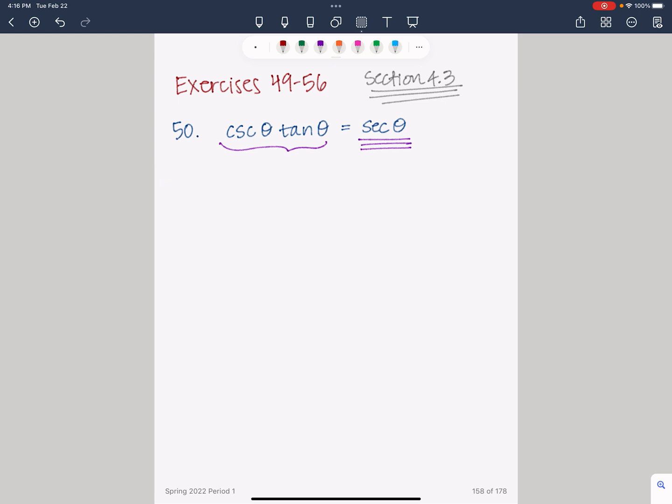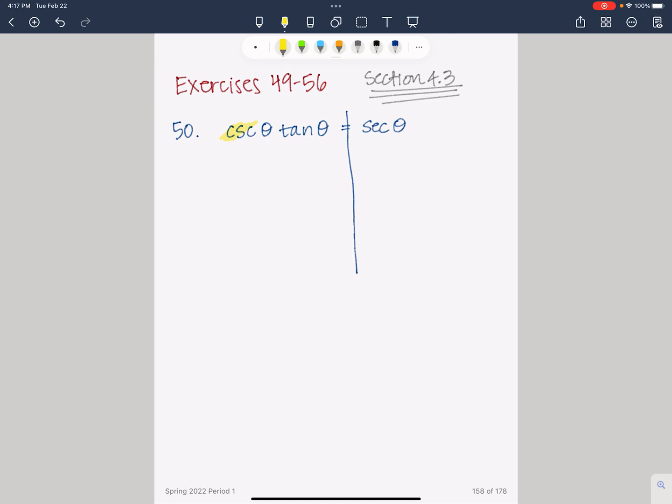So let's get started. I've got cosecant of theta times tangent of theta equals secant of theta. I'm going to erase these purple lines right here. And remember, the right-hand side is fixed. Not changing the right-hand side. Can't move things from left to right. The right-hand side just gives us a target as to what the left-hand side needs to look like.